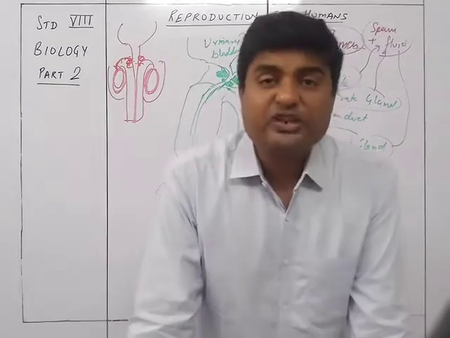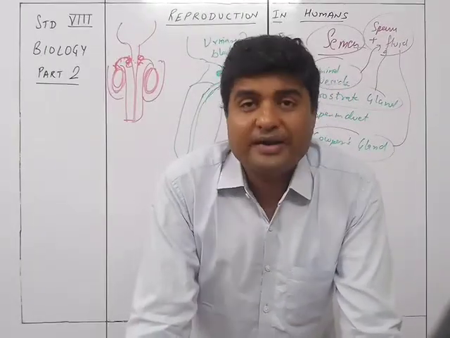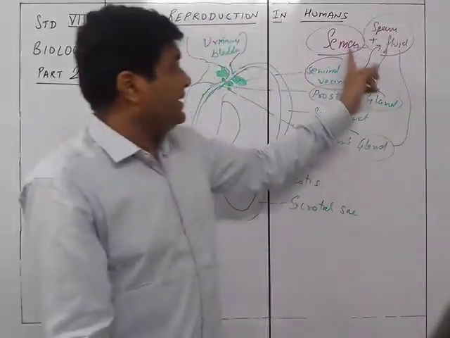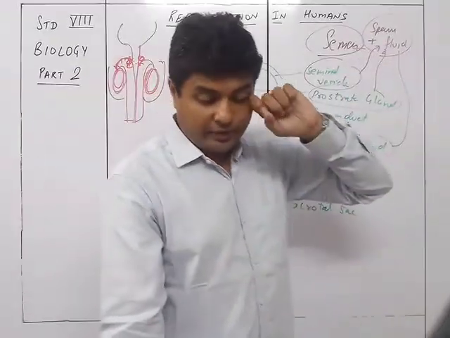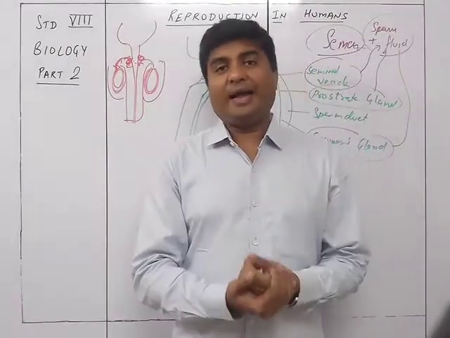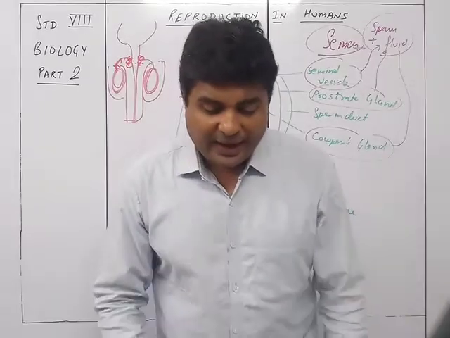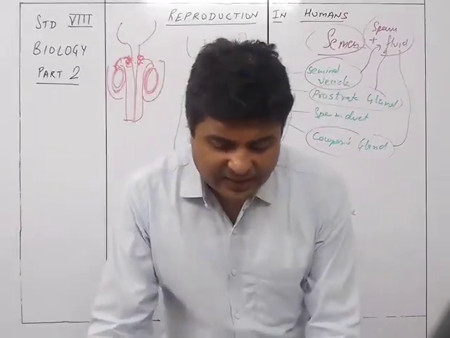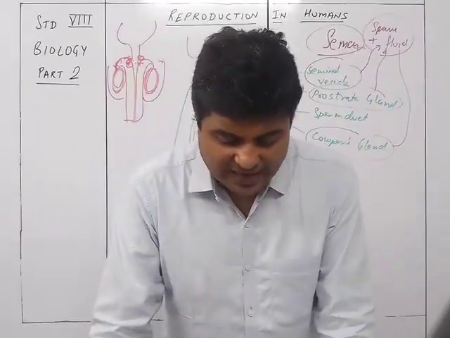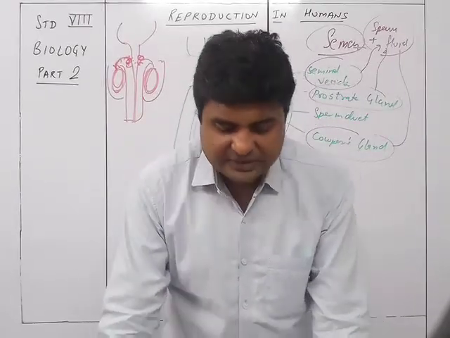So the mixture of this fluid and the sperm produces a milky fluid called semen. Semen is the milky fluid which is the combination of the sperm and the secretion from the seminal vesicle. At the base of the urinary bladder, encircling the urethra, is the prostate gland. This pours an alkaline secretion into the semen as it passes through the urethra.